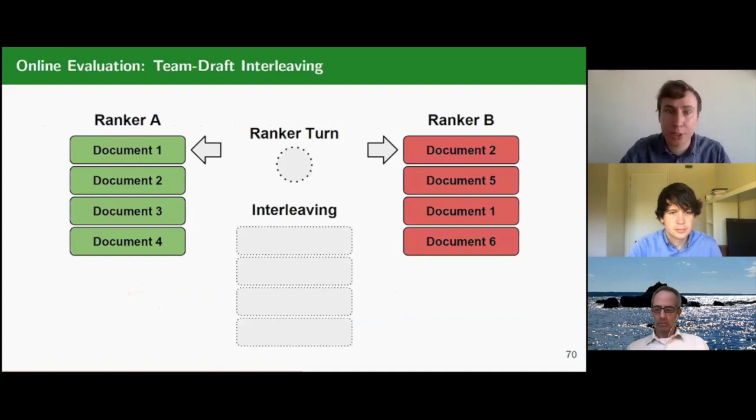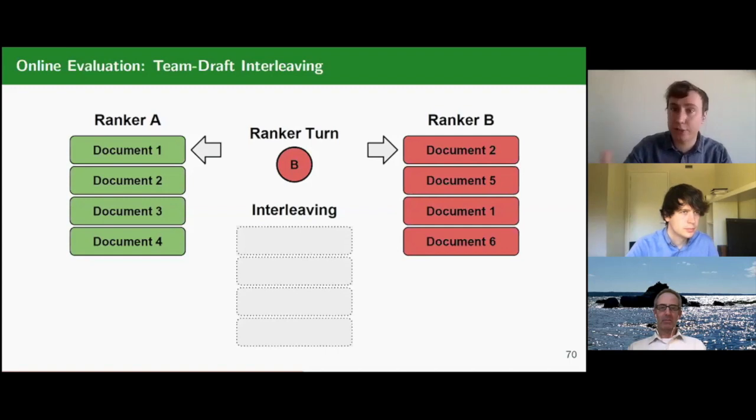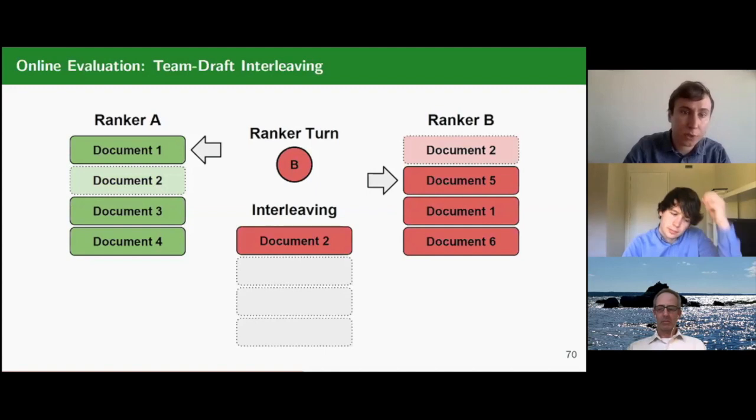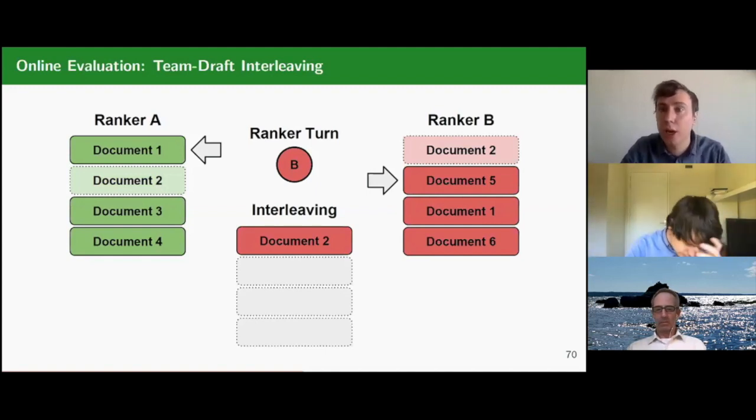The first thing that happens in this algorithm is that we flip a coin to decide whether ranker A or ranker B gets to pick a document first. So let's say we flip a coin and we get ranker B first. At this point, ranker B will select its highest ranked document and insert it into the interleaved ranking as such. So we now have document 2, which is inserted at position 1. This also means that for ranker A, document 2 is no longer available because ranker B picked this document already.